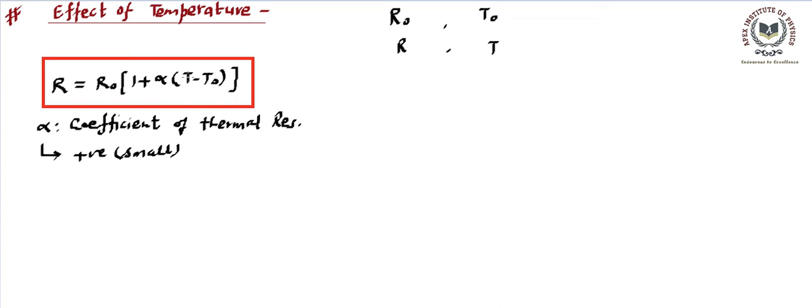So when the temperature is less than T naught, R will become less than R naught. So more the temperature, more the resistance, that is what it is trying to indicate. Okay, now just like this, resistivity also depends on the temperature. Let's say resistivity is rho naught at temperature T naught, and it is rho at temperature T. So we will write rho, the resistivity, is equal to rho naught times (1 plus alpha delta T).